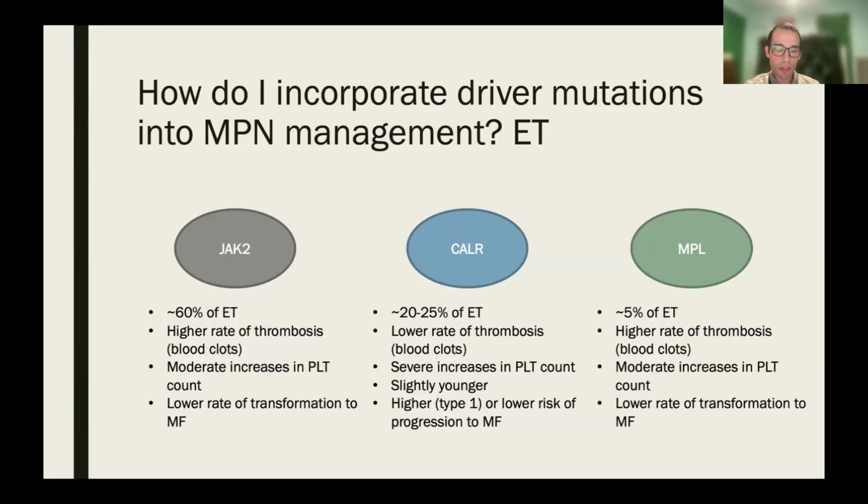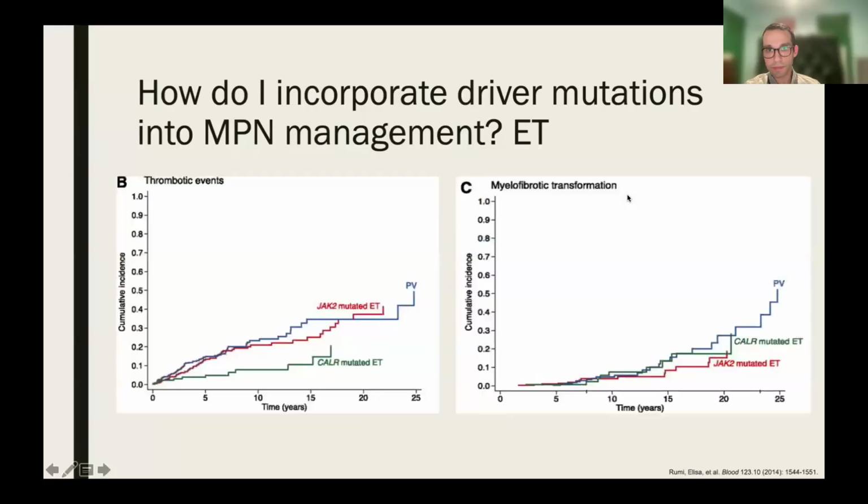but these are just general guidelines. And then MPL mutations are rare, and so we don't know as much about them as we do for these other two. But I do think about them being more similar to JAK2 mutations. So a slightly higher rate of thrombosis or blood clots and a lower rate of transformation to myelofibrosis. But none of these things are set in stone by any means.